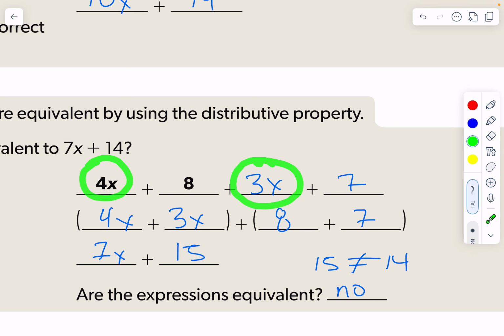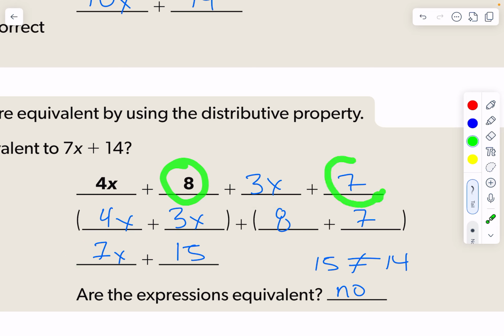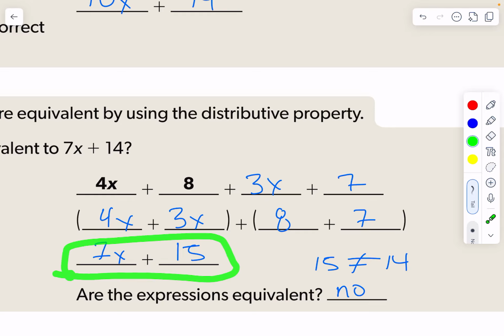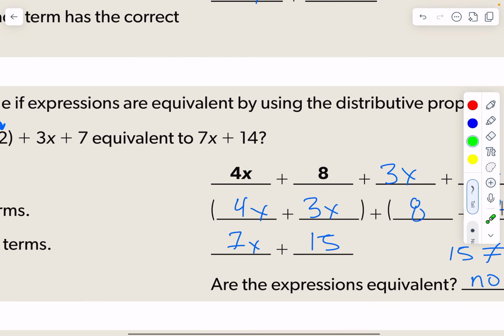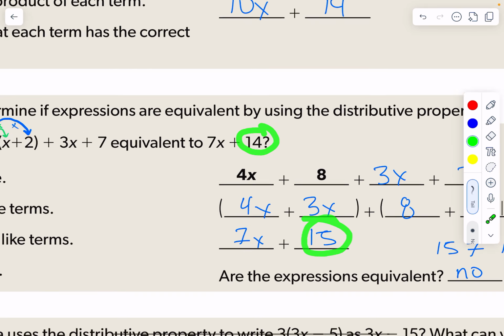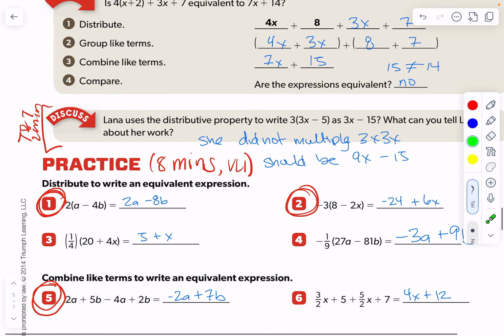4x plus 3x gives us 7x, and then combine our whole numbers. 8 plus 7 gives me 15. Making my expression on the left-hand side 7x plus 15. They want to know whether 7x plus 15 is equivalent to 7x plus 14. No, because 14 and 15 are 2 different numbers, so they are not equivalent expressions.